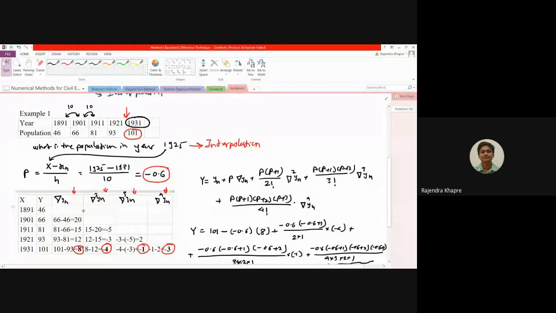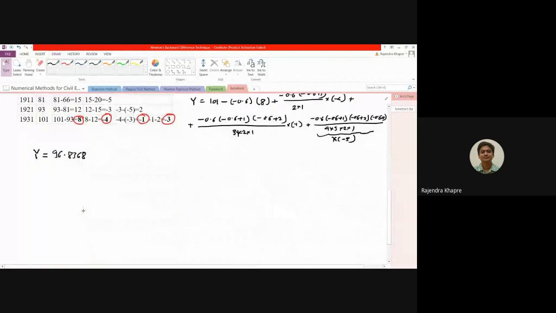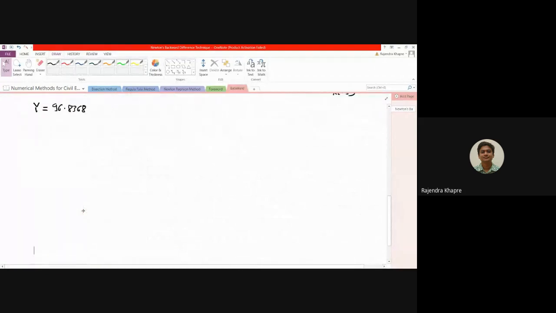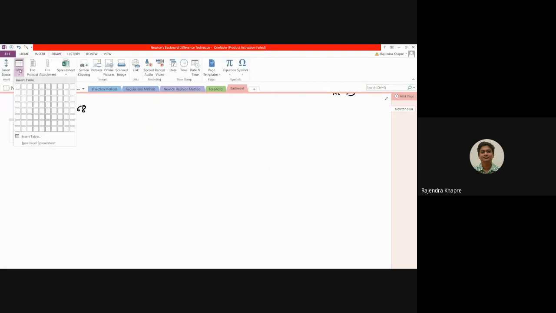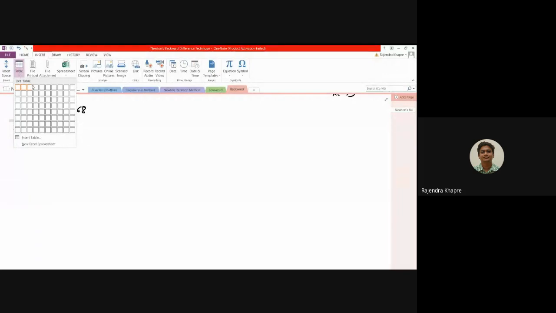Okay, so let us continue, and let us take one more numerical, and this time the numerical will be slightly bigger one, so you have to work hard on this. This is example 2. Now in this example the data set is slightly large. There are 7 data sets.